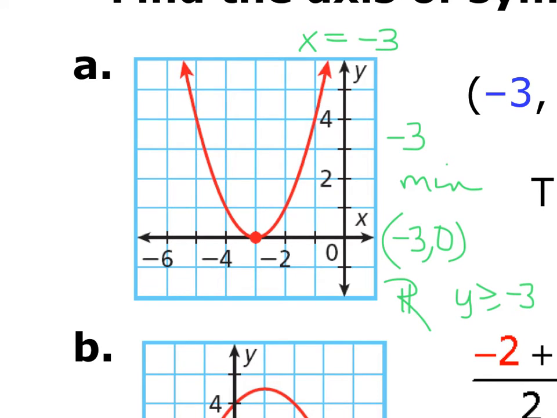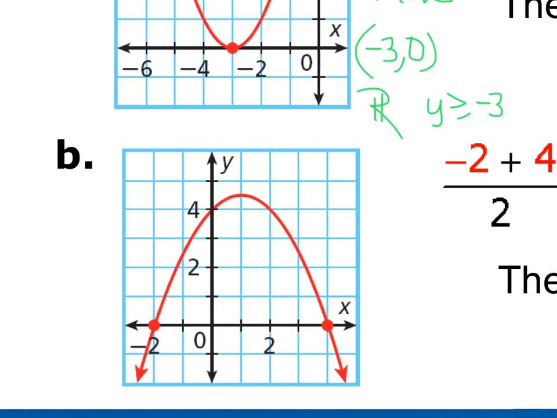Now, when it only hits it one time, it's just that number. Oh, so you don't have to divide by 2? No, only when there's 2, because you're trying to find the middle, and this is it itself. Good. All right, next one.